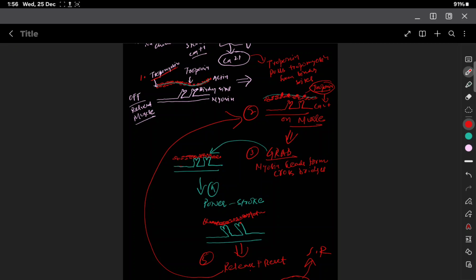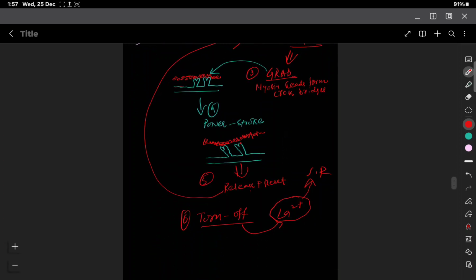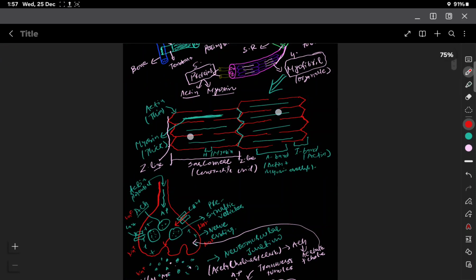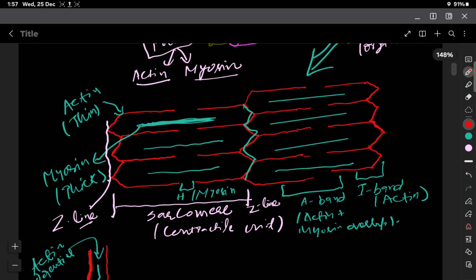And the third step is grab, meaning myosin heads will grab the actin and then pull it, which is called the power stroke. Then there will be release of the myosin heads, then again it will reset, then it will repeat all those steps until the contraction process occurs. When the contraction stops, the calcium goes back into the sarcoplasmic reticulum, and the contraction process stops. So in the muscle contraction, what will happen? This will be contracted.